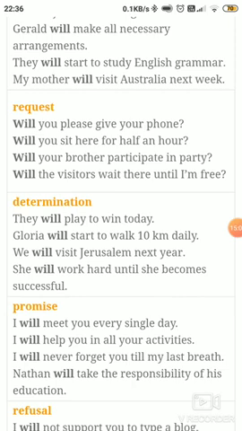Determination now, children. They will play to win today. Gloria will start to walk 10 kilometers daily. We will visit Jerusalem next year. She will work hard until she becomes successful.